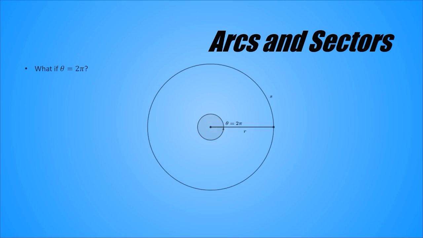Now here's an interesting question. What if theta equals 2 pi, so that our arc is an entire circle? We'll start with our formula for arc length, S equals R theta, and then we'll plug in theta equals 2 pi, and we get that the arc length S is equal to 2 pi r, which is exactly equal to the circumference C of the circle as we discussed in the first segment of this video. And this is exactly as it should be.